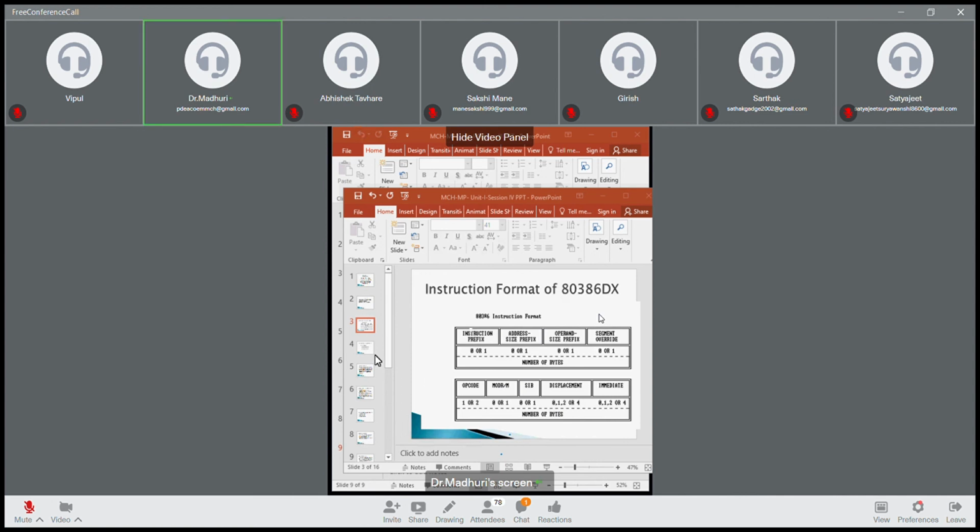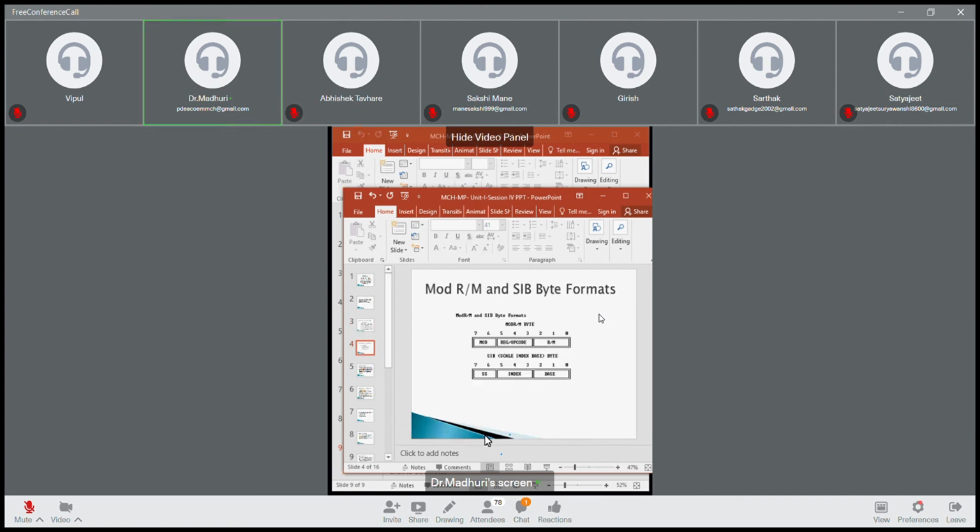Okay, now the next slide is. Now the next you have the mode, read and write, read mode. And these are the different kinds of formats actually for the instruction set, which may be 0 to the 8-bit format. This is the 8-bit format. Now the SIB byte format, that means scale index base. See, this is the addressing mode.